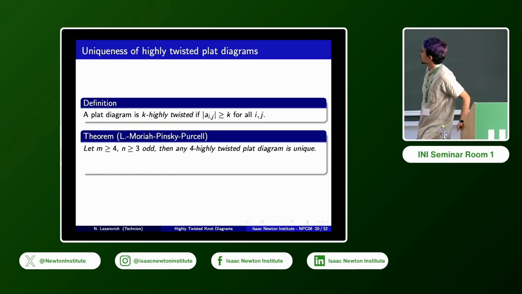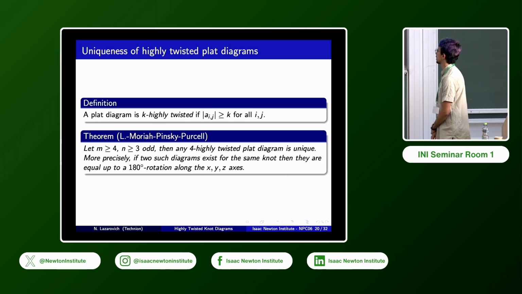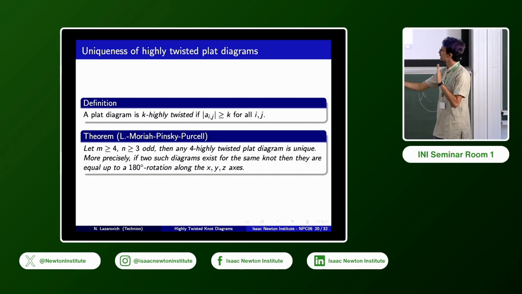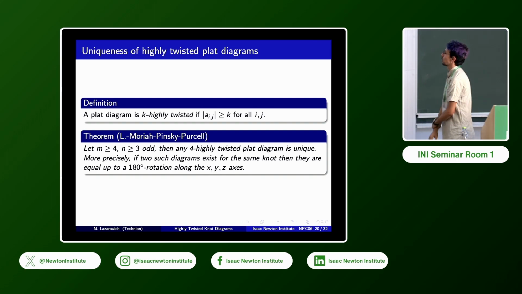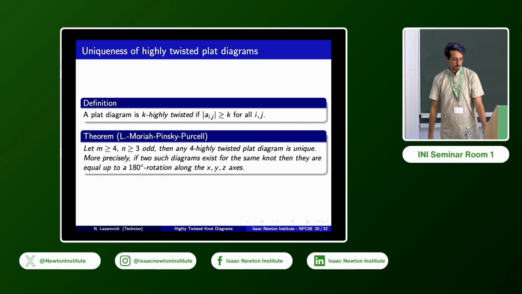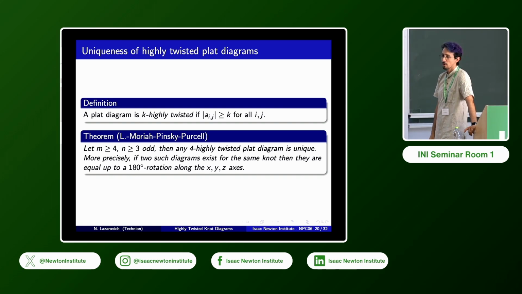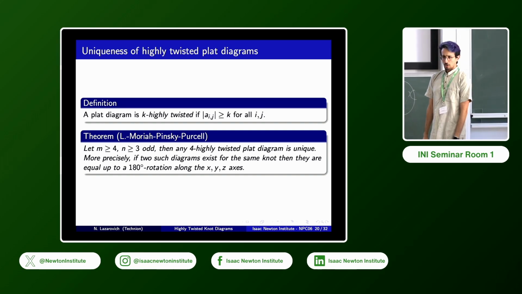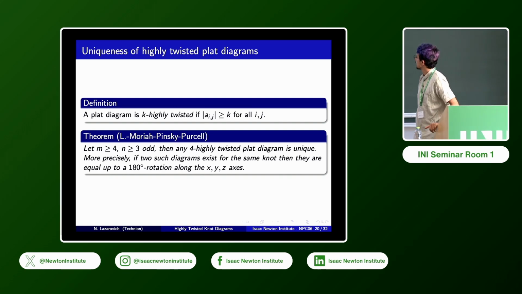So the theorem says that if you have highly twisted flat diagrams with certain dimensions, so we need it to be wide enough, so m is at least 4, and long enough, so n is at least 3, then 2 diagrams that represent the same knot are unique, up to the obvious things, which is you can take the whole diagram and just rotate it like this. It's obviously the same knot, or rotate it like this, same knot, and also the Z. Okay, so let's see how much of the proof of this we can fit in.